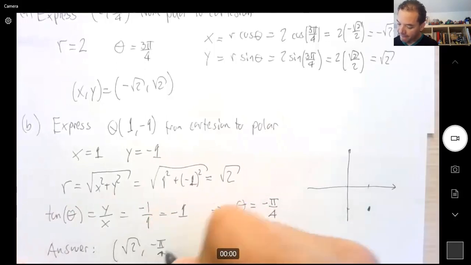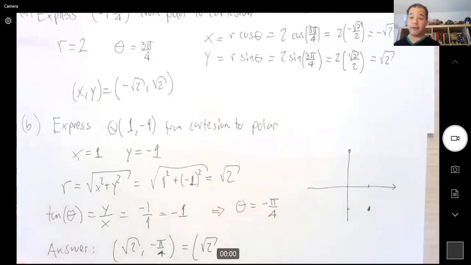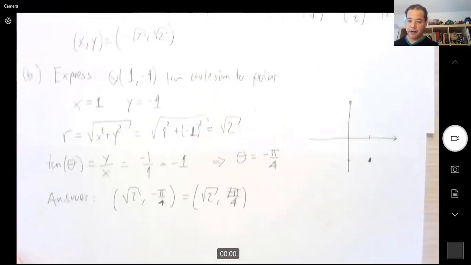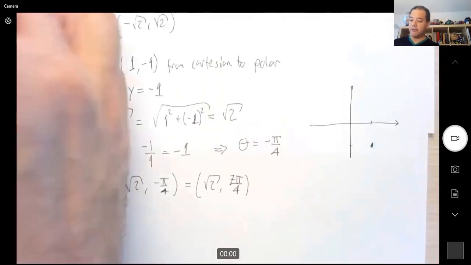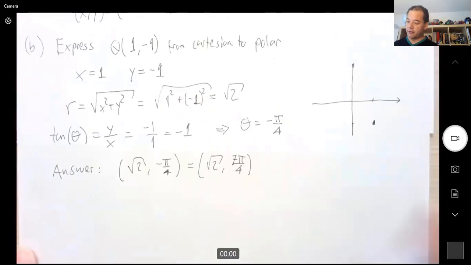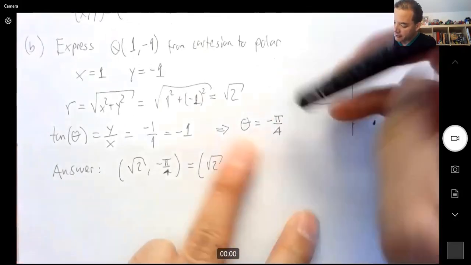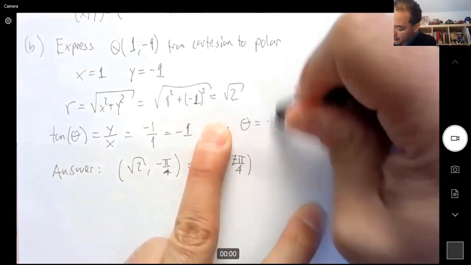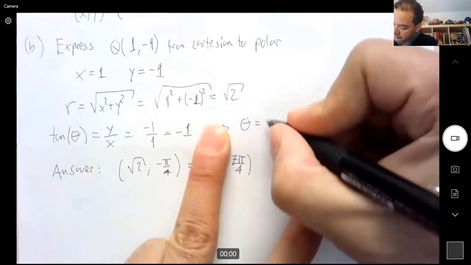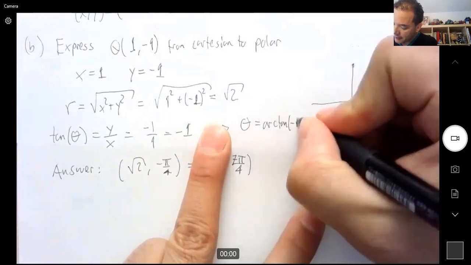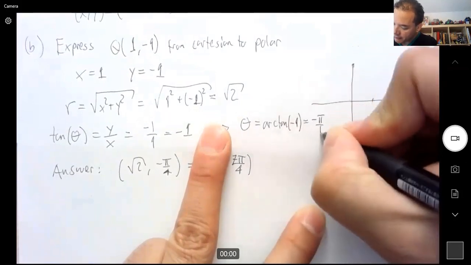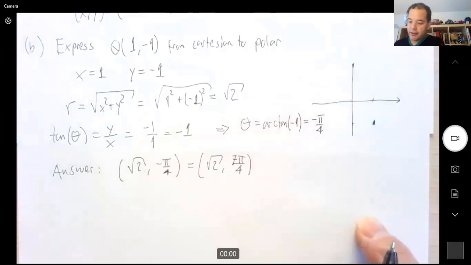-pi/4. Now, if you don't like negative angles, just add 2 pi, right? If you add 2 pi to this, it will be 7 pi/4. So that's fine, all right? Now, let me just do the other one so that you could appreciate it. So here, the way we got -pi/4 is by doing inverse tangent. So this was actually arctangent of -1, and that's how we got -pi/4, okay?